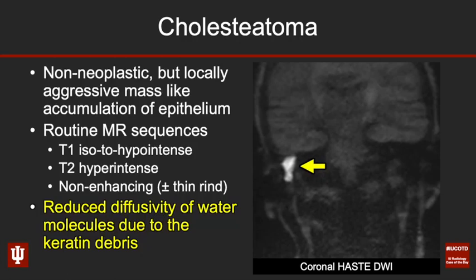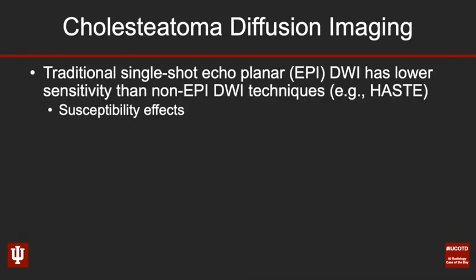So these will be light bulb bright on your diffusion sequences, in particular non-echoplanar diffusion sequences like this coronal HASTE DWI. So traditional single-shot echoplanar or EPI diffusion has lower sensitivity than the non-EPI diffusion techniques such as HASTE diffusion. And that's because of the susceptibility artifacts at the air-bone interface at the temporal bones, as well as motion and ghosting artifact, which can make the EPIs a bit limited here.